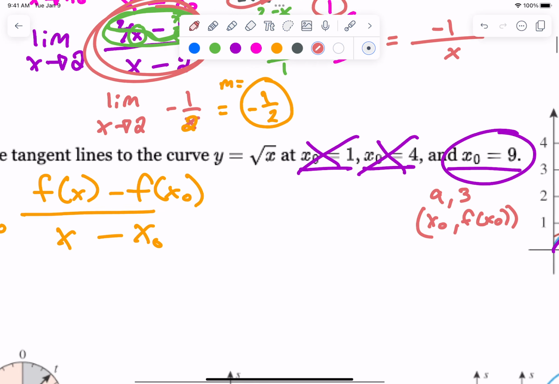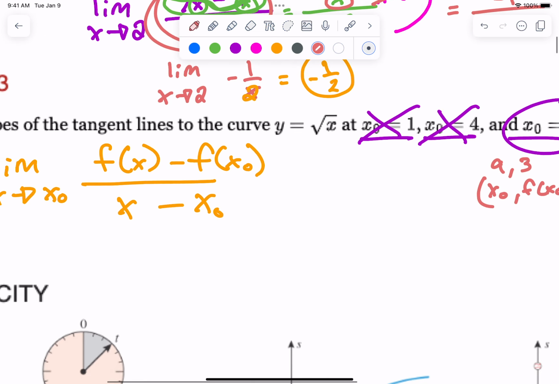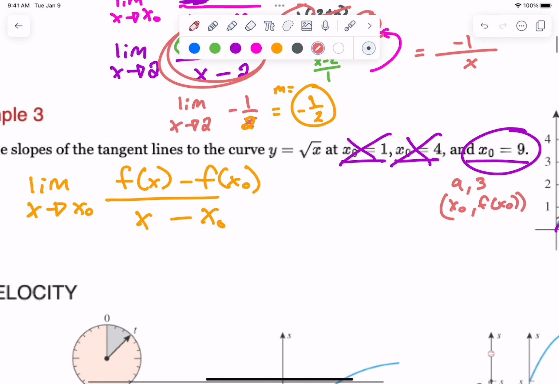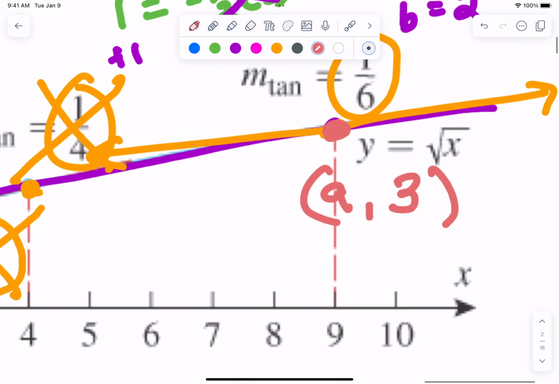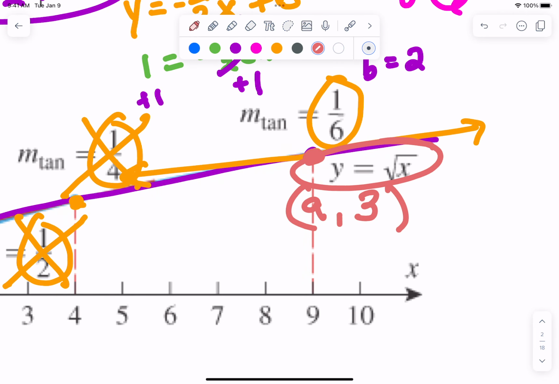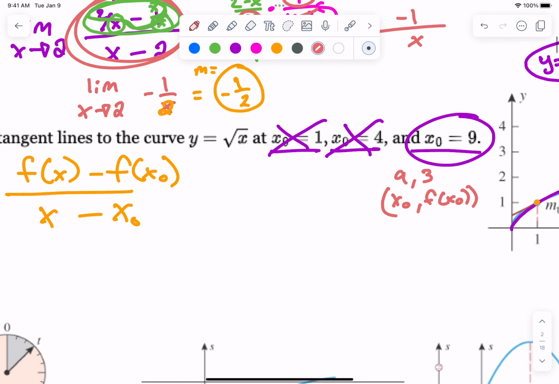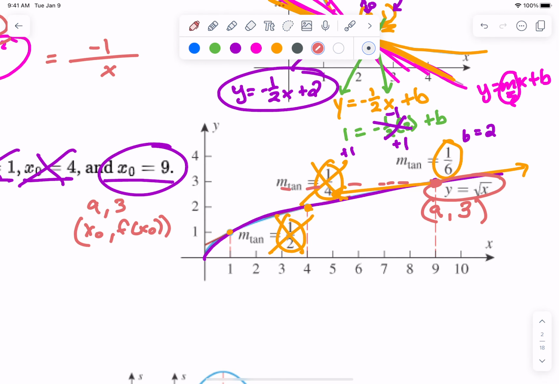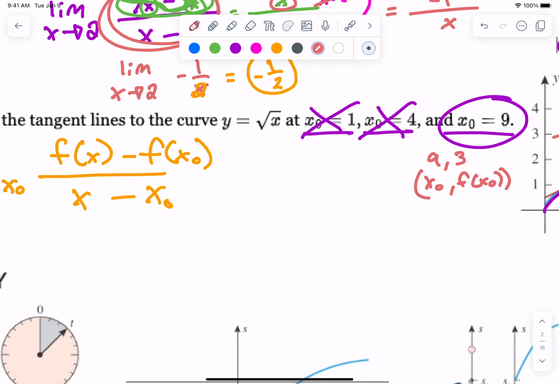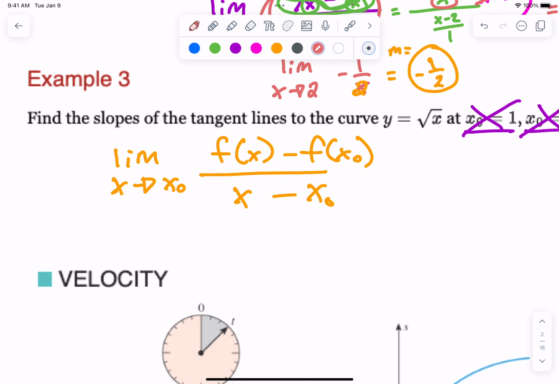Got it? She squared 9, or she took the square root of 9 to find the y coordinate. The function is y equals the square root of x, so I took the square root of 9 to get 3. She just looked at the graph. That's okay. You're supposed to lie to us and say, yeah, that's exactly how I found it.